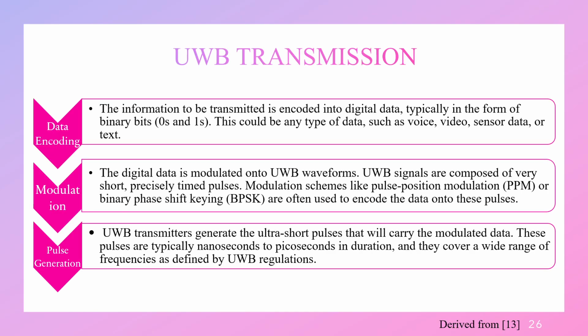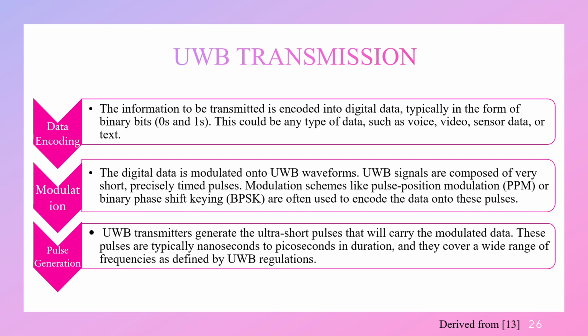Now, let's see how the UWB transmission works. First, there are 5 steps. Let's go through each step. First one is the data encoding. The information to be transmitted is encoded into digital data, typically in the form of binary bits, zeros and ones. This could be any type of data, such as voice, video, sensor data, or text.